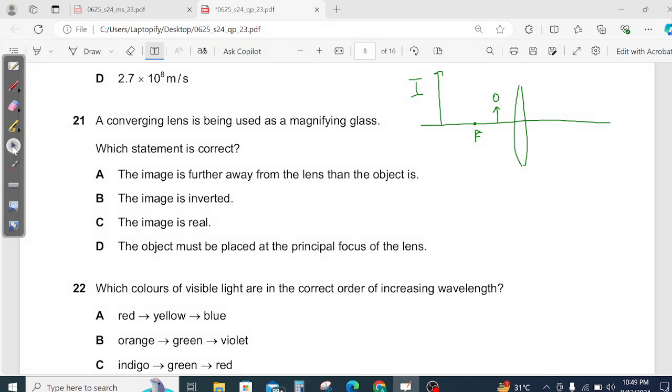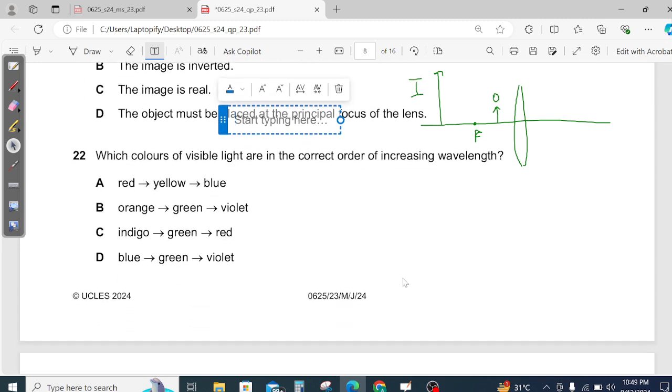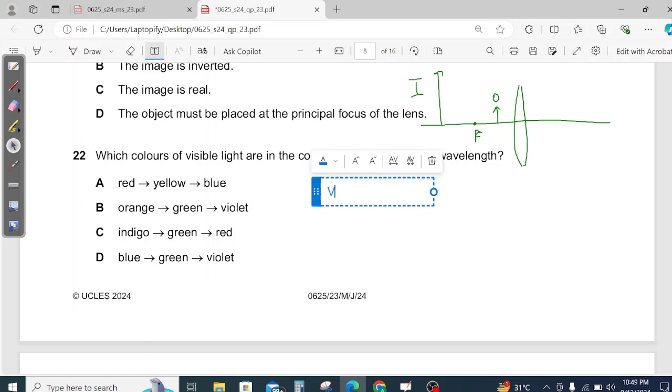Now moving towards question number 22. Which colors of visible light are in the correct order of increasing wavelength? Remember, I will write here VIBGYOR.